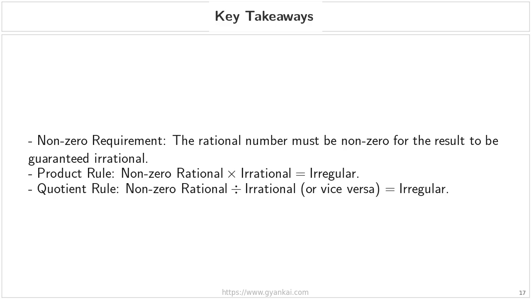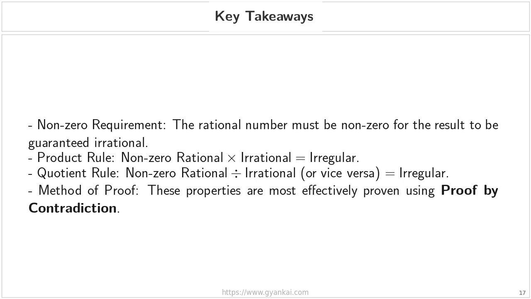Next, let's recap our two main rules. The product rule states that a non-zero rational number multiplied by an irrational number will always result in an irrational number. Similarly, the quotient rule tells us that when you divide a non-zero rational number by an irrational number, or even an irrational number by a non-zero rational number, the result is guaranteed to be irrational.